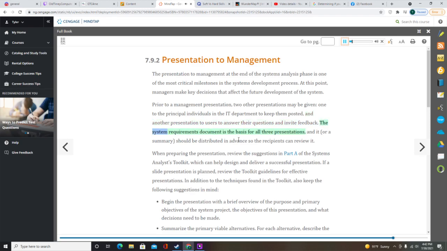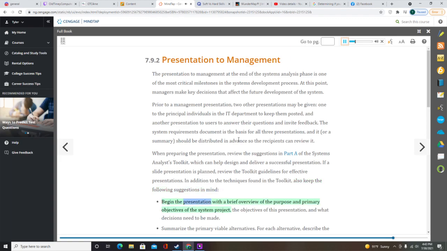The system requirements document is the basis for all three presentations, and it (or a summary) should be distributed in advance so the recipients can review it. When preparing the presentation, review the suggestions in Part A of the Systems Analyst's Toolkit, which can help design and deliver a successful presentation. If a slide presentation is planned, review the Toolkit guidelines for effective presentations. In addition to the techniques found in the Toolkit, also keep the following suggestions in mind.